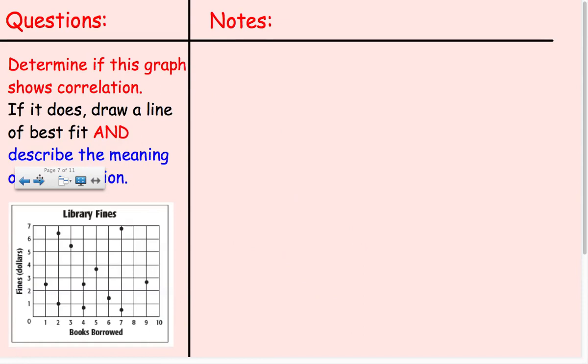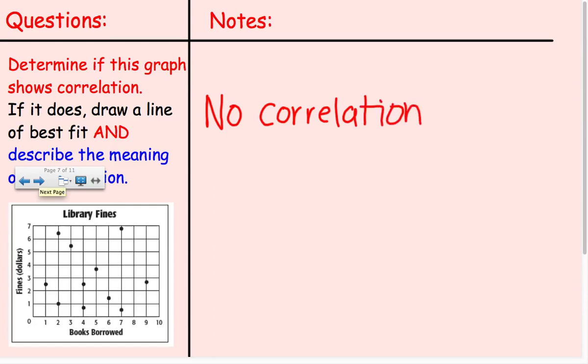All right, determine if this graph shows correlation. So this graph has dots all over the place. I don't see any trend going from the left to right up or left to right down. So this one has no correlation. If there's no correlation, we don't draw a line of fit because there is no relationship between the 2 variables.